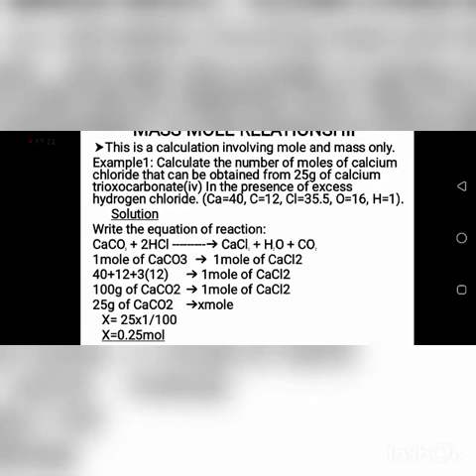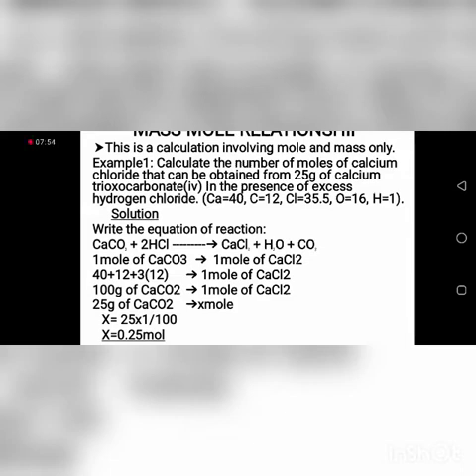Now, this question will test your knowledge of how to write the formula of a compound from its name. We are told that calcium carbonate, CaCO3, reacts with hydrochloric acid to give calcium chloride plus water, and CO2 is also produced. You need to write the equation on your own and balance it. So this equation has been balanced.